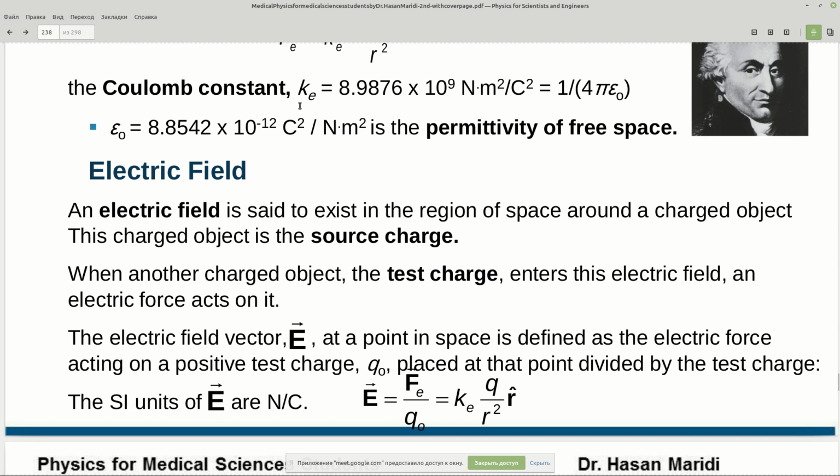And the formula analytically: we write this definition as E equals the electric force divided by q. It will be Ke, the Coulomb constant, multiplied by Q divided by the square of the radius vector.